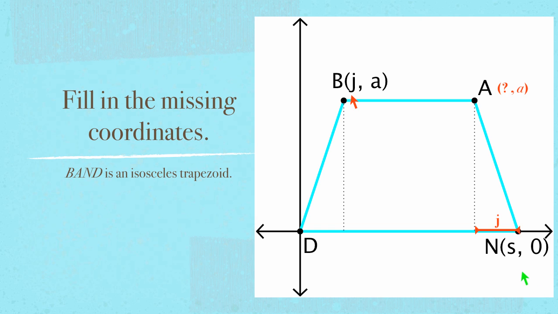Now the entire base length is s units long. And so the point where those two segments cross is going to be s minus j units long. And so therefore the x coordinate of point A should be s minus j. Oh, I guess D, I forgot D. D is (0, 0).